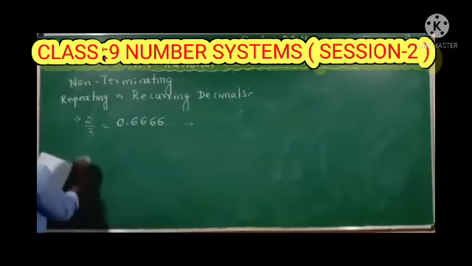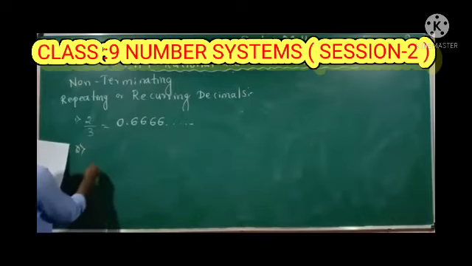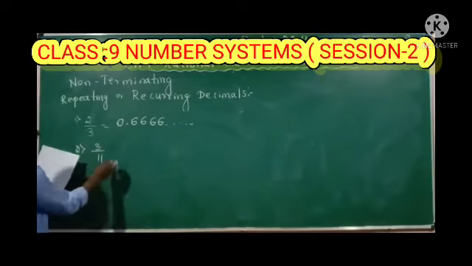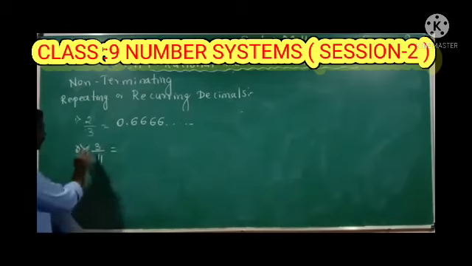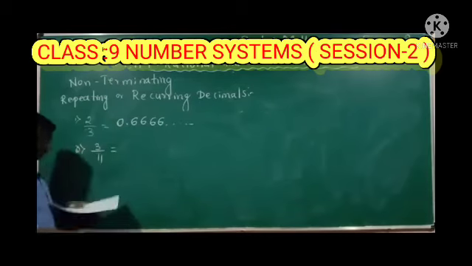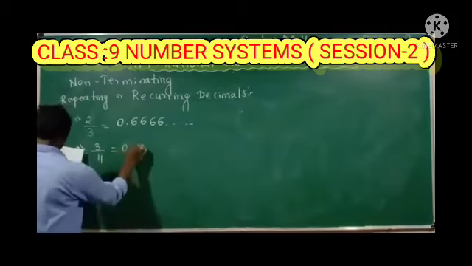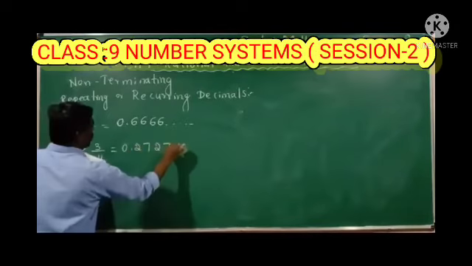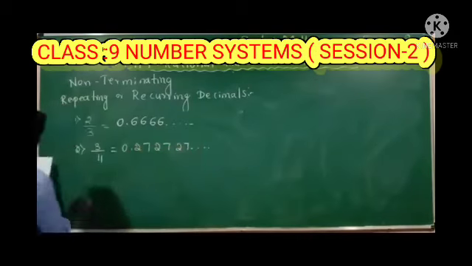It is in the continuous form. Second one, 3 by 11. When I divide 3 by 11, I will get 0.272727. It is in the continuous form.